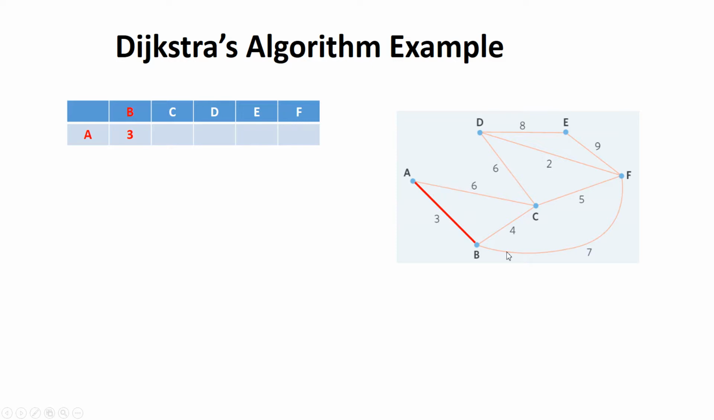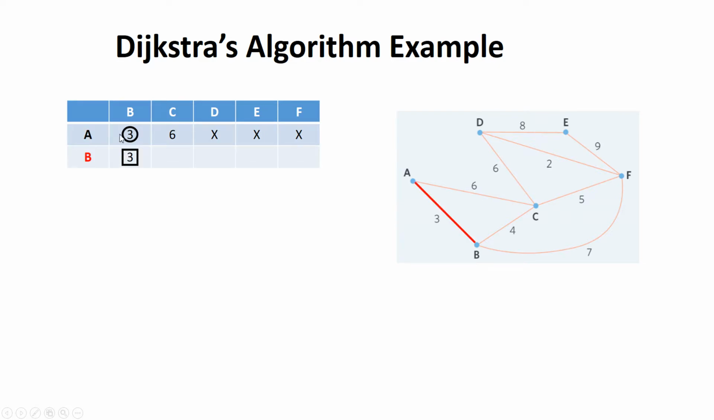So from A to B, that has a weighting of 3. From A to C, there is a weighting of 6. From A to D, there's no direct link, just one single link, so there's nothing. From A to E, there's no link, so there's nothing. We put an X in, and from A to F, there's no direct link with one step, so there's nothing. Now we look at these and we identify the smallest number, which is 3. Now 3 is occurring in column B, so that then becomes our next row.